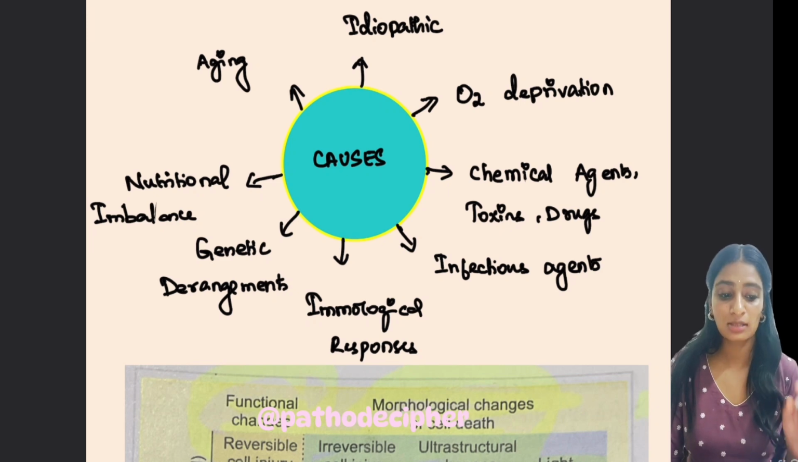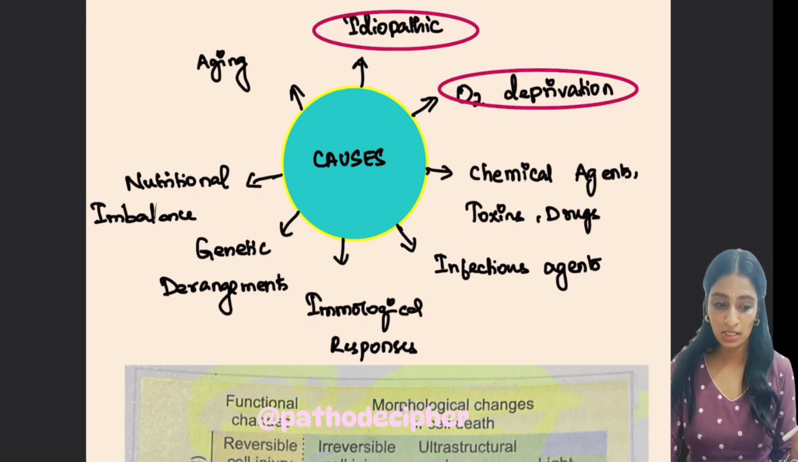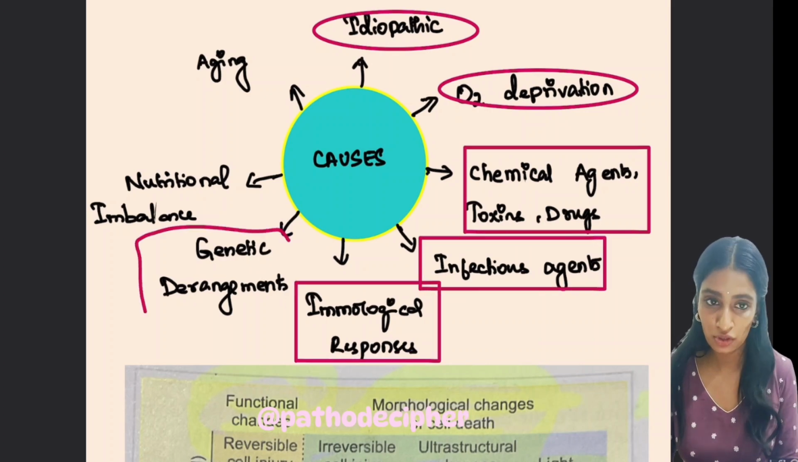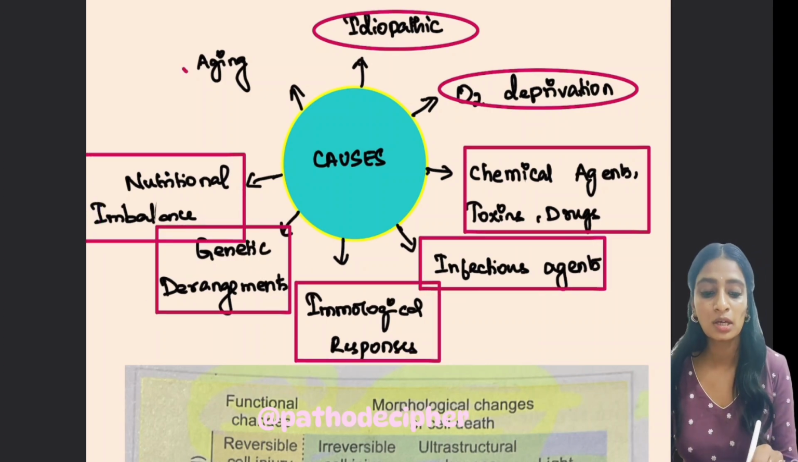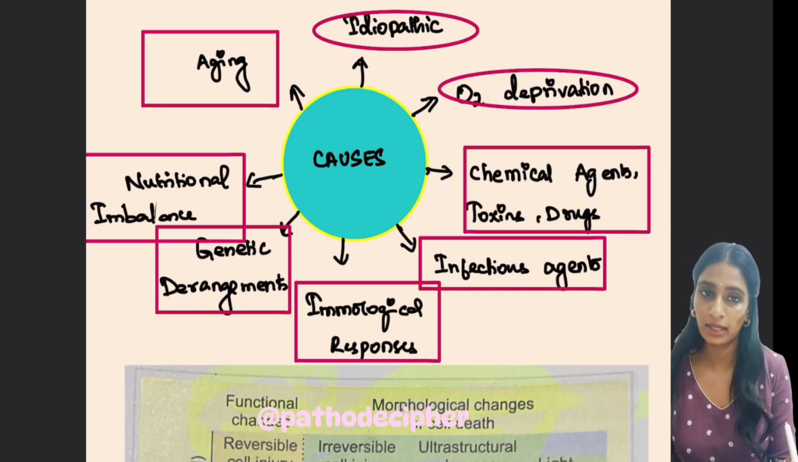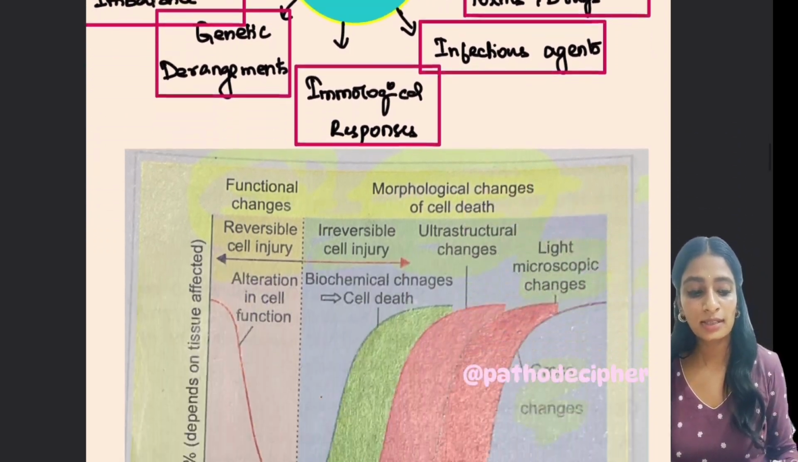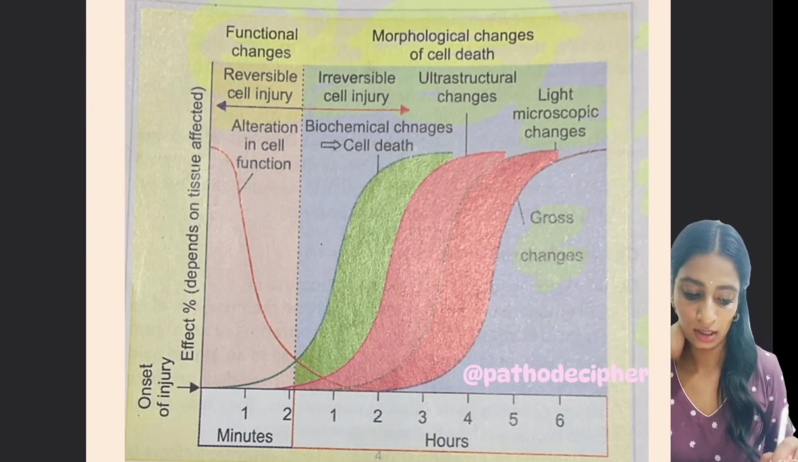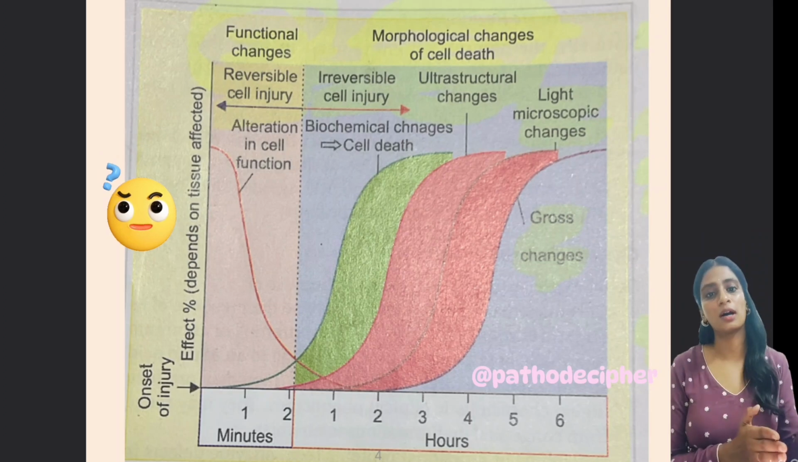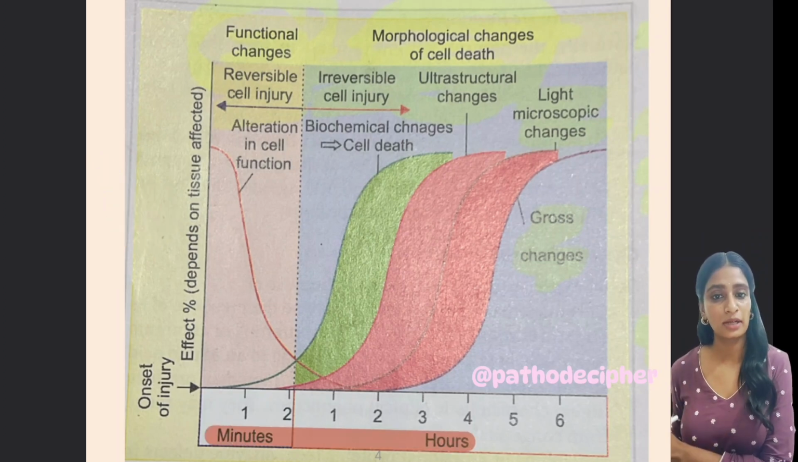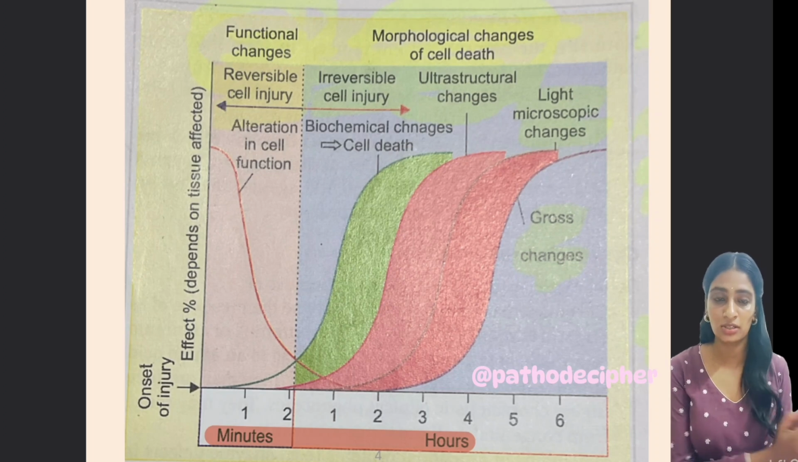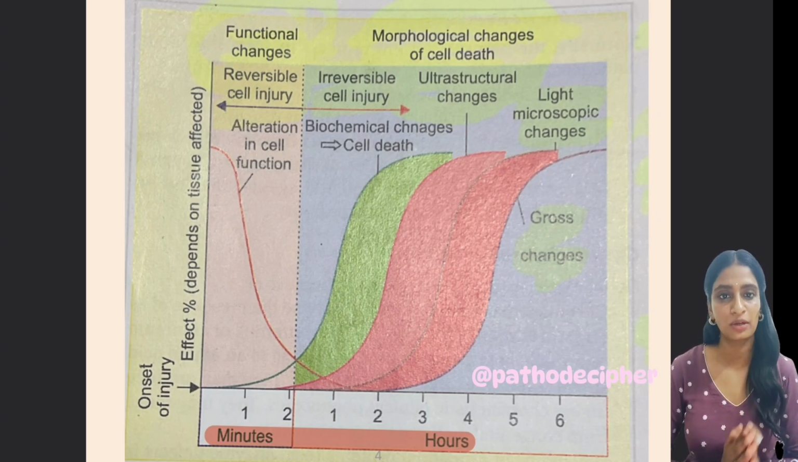What are the causes? Mainly oxygen deprivation, chemical agents and toxins, infectious agents, immunological responses, genetic derangements, nutritional imbalances, aging and idiopathic causes. These are the various causes of cellular injury. Next, you can see the diagram shown here, which shows the changes from minutes to hours: how the cell undergoes reversible cell injury, what the changes are, and irreversible cell injury, what the changes are, evolving from minutes to hours.